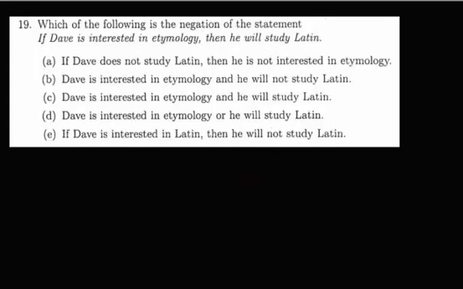Now I want to know the negation of this. Now we do have a sort of formula on how to negate if-thens, because it's an if-then. Remember, if-thens are kind of like promises, and so the only way that these can be wrong is if you satisfy the condition. So pretend like this has already happened. So if Dave is interested in entomology, yes.